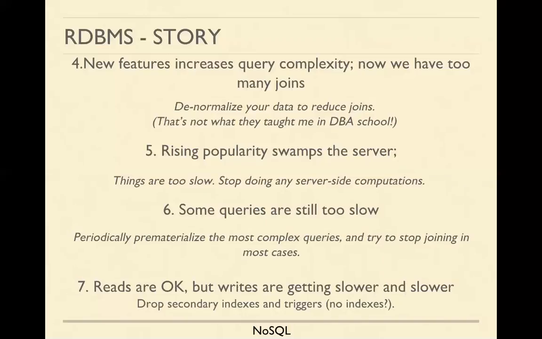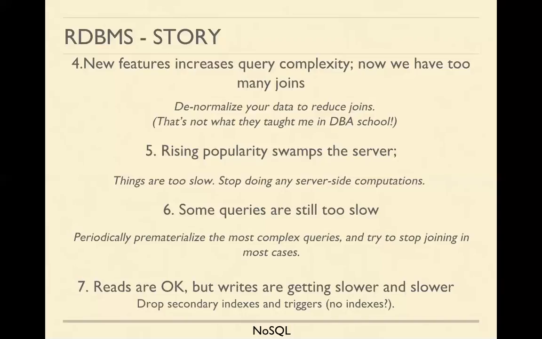Okay, and even at this point, there'll be some queries that are too slow. So what you start doing is periodically pre-materializing most queries. Let's say you observe that these are the 10 queries that keep coming all the time and there is no change. So what you do is you pre-prepare the data for those queries. You pre-prepare all the answers for those queries and try to stop joining in most cases.